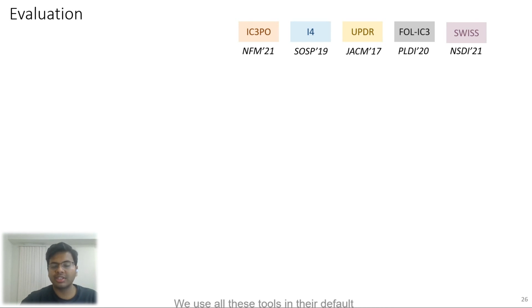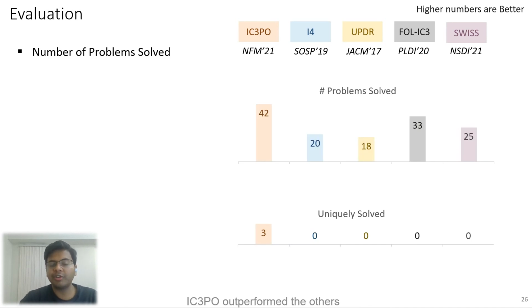We used all these tools in their default configurations in our experiment and used the same setup for all these tools: 1 hour timeout, 32 GB RAM limit, and included the benchmark suites that are presented in all these different tools. Totally 42 of them. These include two-phase commit, chord ring, reliable broadcast, etc. In terms of number of problems solved, IC3PO outperformed the others significantly and also solved few very challenging problems uniquely, that is, not solved by any other tool.